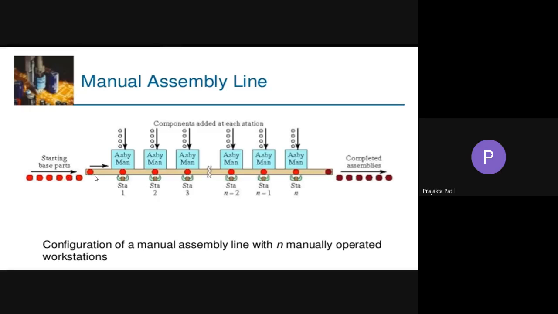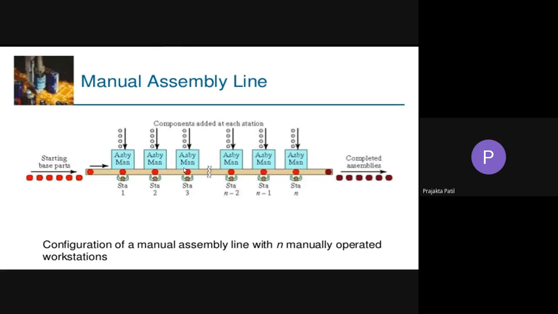So you start with launching the base part, to which all the other required components are added. For example, if some adhesive has to be applied, the adhesive comes in here and is applied to the launched base part, and then it moves to the next station. Then maybe some welding operation has to be performed, so here is a station where welding is done. Then it moves to the next station. Like that, you have the sequence followed, which results in an assembled product at the end.